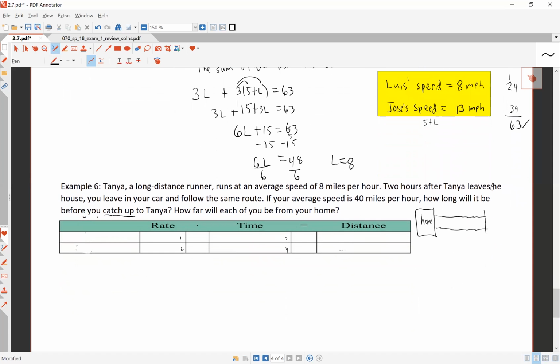So Tanya runs at an average speed of 8 miles per hour. Rates are miles per hour. 2 hours after Tanya leaves the house, you leave in your car and follow the same route to catch her. You average 40 miles per hour.